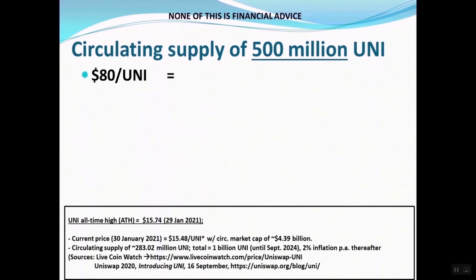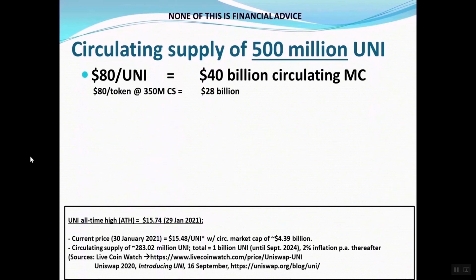The first one we have is $80 per Uni. Based on the circulating supply of 500 million Uni, that would be $40 billion in a circulating market cap. Now, I will include this for the first two targets, imagining that this will be hit before the 500 million figure. So if you take the same target at 350 million in circulating supply, that would be $28 billion all up, just under 7x from where we are now, based on the circulating market cap. And for each of these, I'll give you my thoughts about how realistic these targets are.